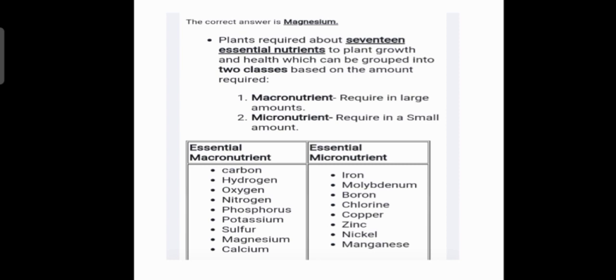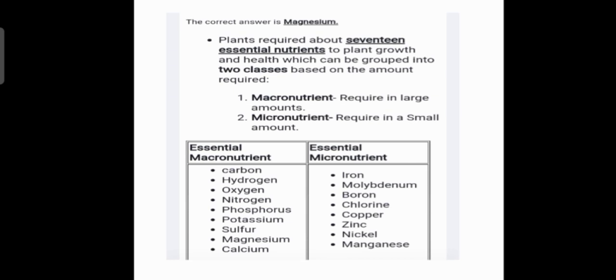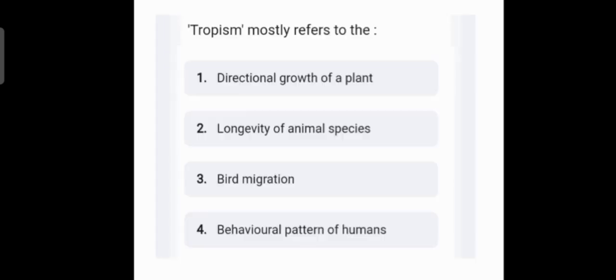Then what are the essential micronutrients? Iron, molybdenum, boron, chlorine, copper, zinc, nickel and manganese. So the question was, which is not a micronutrient? Magnesium is not a micronutrient. It is a macronutrient. The next question is, tropism mostly refers to?